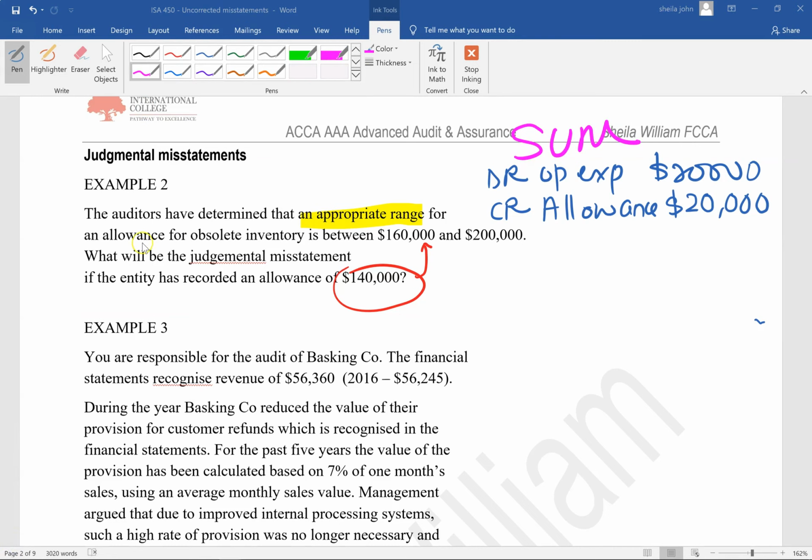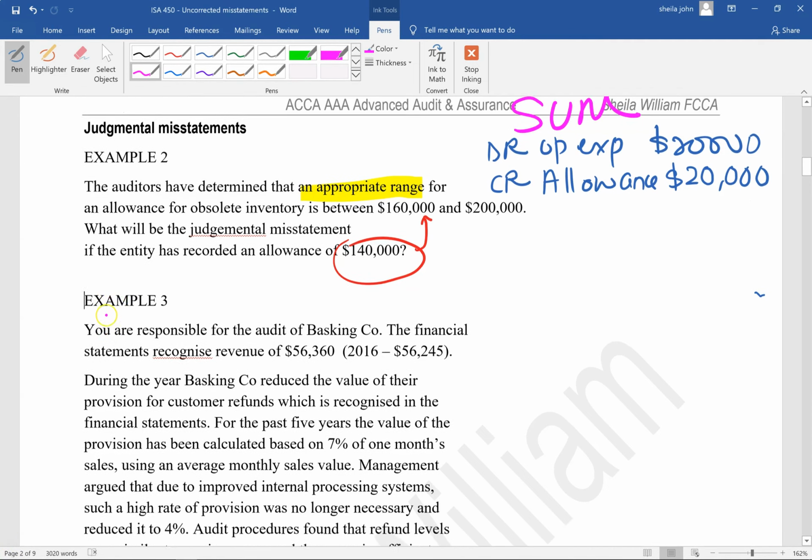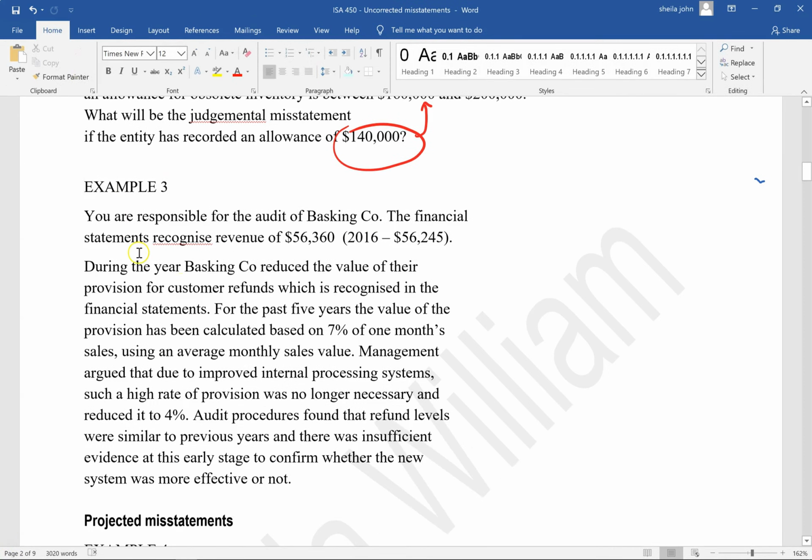So another example under judgmental misstatement is this. It says you're responsible for the audit of Basking. The financial statements recognize revenue of so much. During the year, Basking reduced the level of their provision for customer refunds, which is recognized in the financial statements. For the past 5 years, the value of the provision has been calculated based on 7% of 1 month's sales using an average monthly sales value.